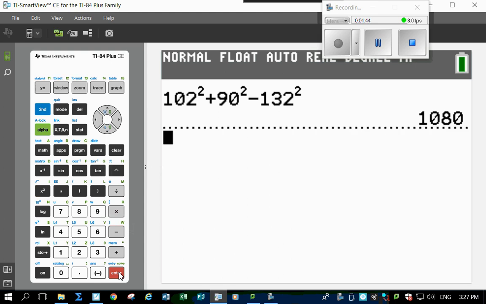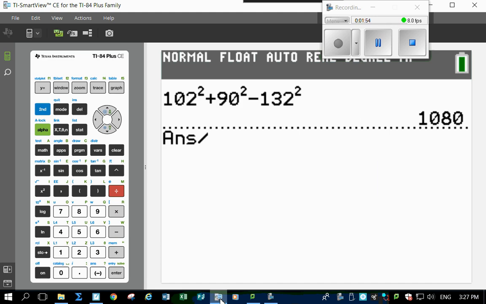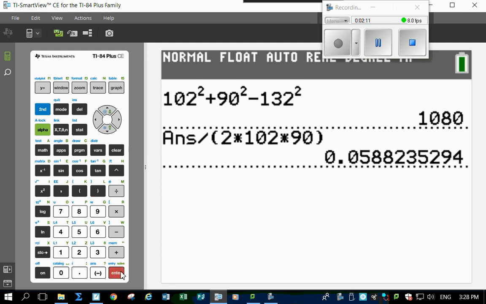Remember, this had to be divided by something. It's divided by this, 2 times 102 times 90. So divided by bracket 2 times 102 times 90. Make sure it's in a bracket, because if it's not, the answer is going to divide by 2, and then you're going to multiply everything by 102 and 90. That's not what you want. You want to divide it by the whole thing. That gives you a value of that.